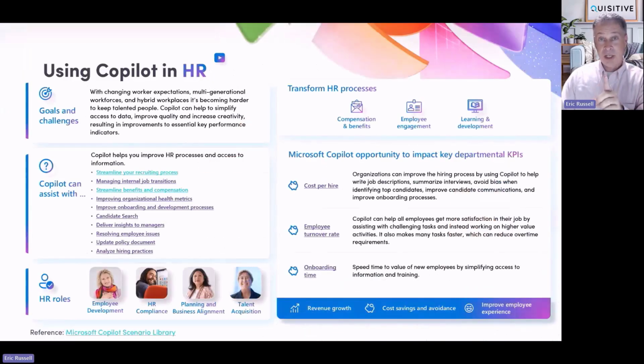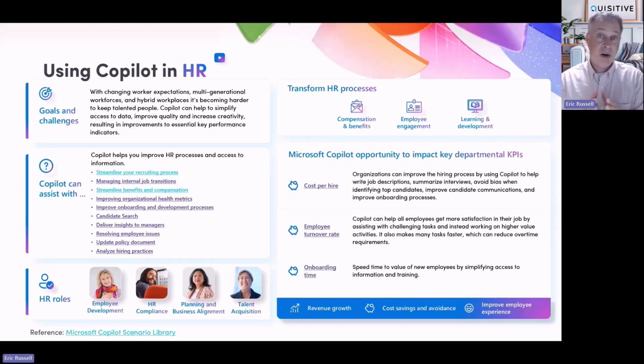I'm going to point your attention to the bottom left-hand corner of this slide. You'll see a reference there. It's called the Microsoft Copilot Scenario Library. This is an online resource that's available to you. Microsoft has done a really good job of taking a deep look at HR, finance, IT, marketing, sales. There's even a few other departments out there around operations. There's also one around communications, internal communications.